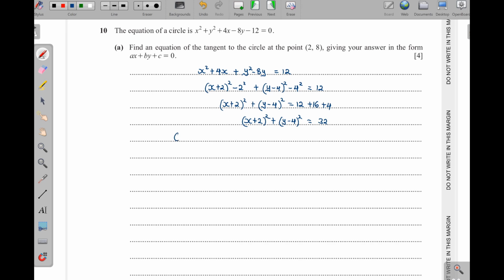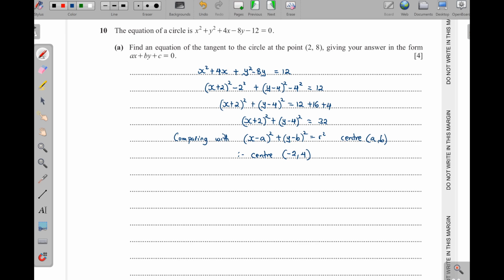So when we compare with the general equation of the circle, which is x minus a bracket squared, plus y minus b bracket squared, equal to r squared, where the center is (a, b). This therefore implies that the center of our circle here is -2, because you equate this one to this and this to that. So we shall have -2 and then 4.